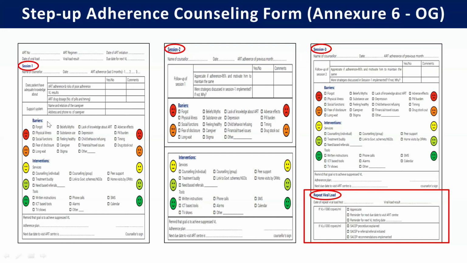Then different barriers. Now, every patient will have different reasons for not taking. The patient may have forgotten, or may have had some physical illness during that time, so could not take it. Social functions, fear of disclosure. I remember there was a young married female who had not disclosed to her in-laws, and so she was not able to take it in front of them. So these are the different issues. Whatever the barrier is, we have to find out. Long wait, then belief, substance abuse. The patient feels that I'm healthy and no longer need it.